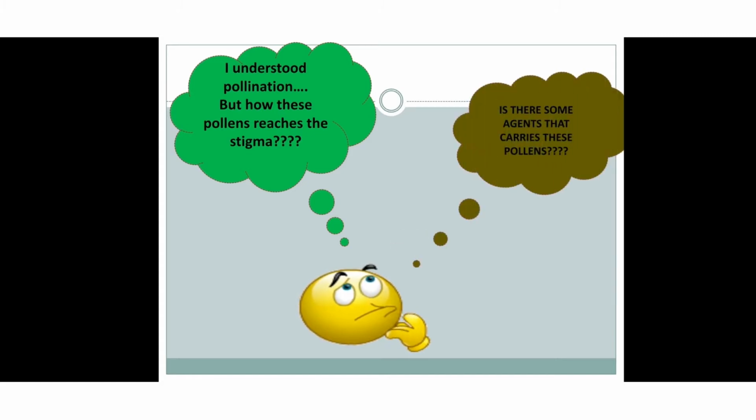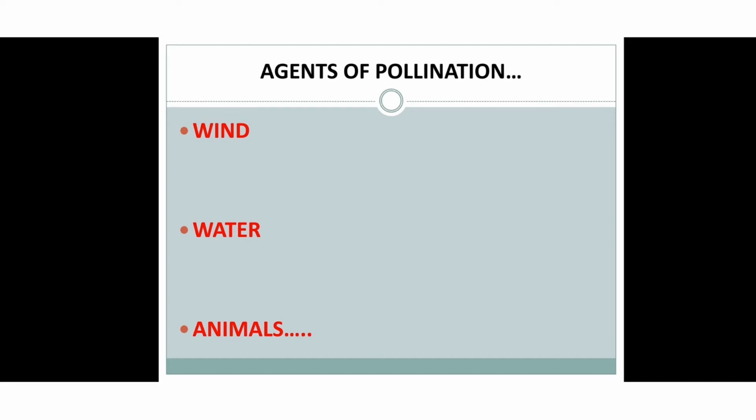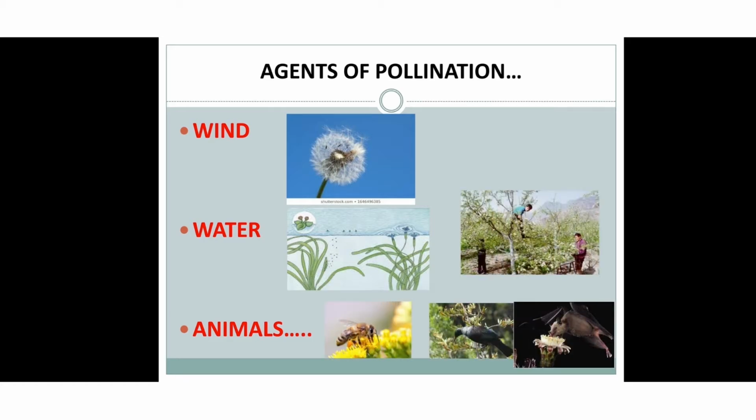So how these pollens are reaching the stigma? Is there any agent that is taking these pollens from the anther to the female part? Yes, there are some agents for the pollination. That is wind. Through wind, the pollen grains will pass from one flower to another flower. Then through water, the pollens will pass. Then through some kind of animals, insects, bees, butterflies, birds, even humans, these pollens will pass from one flower to another flower, knowingly or unknowingly. So let's see how this is happening.